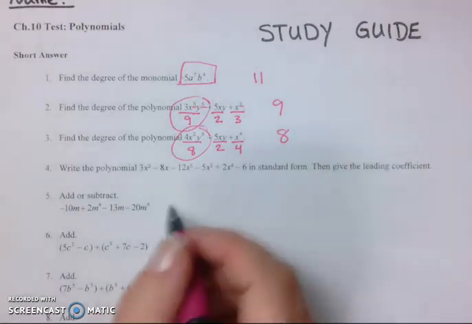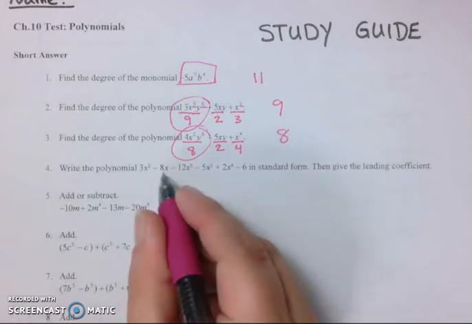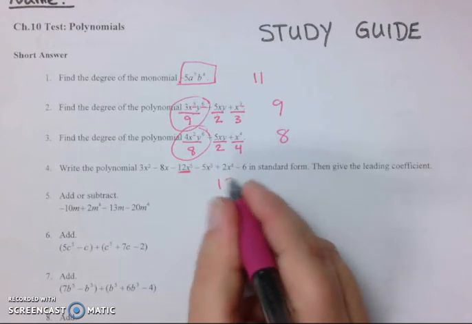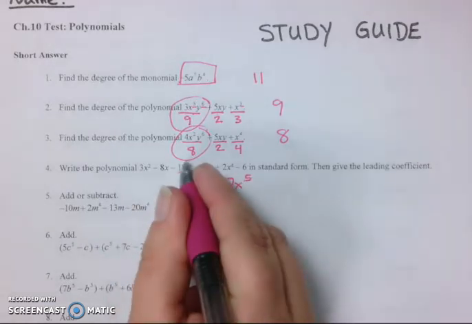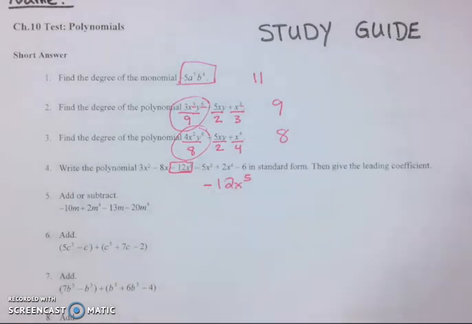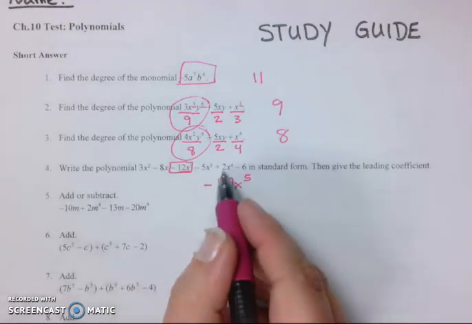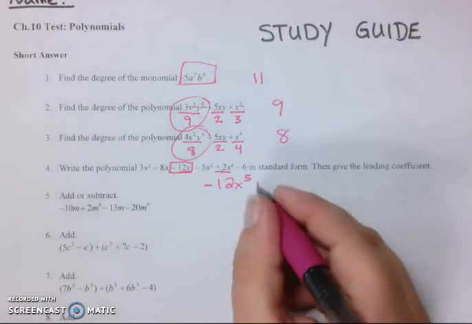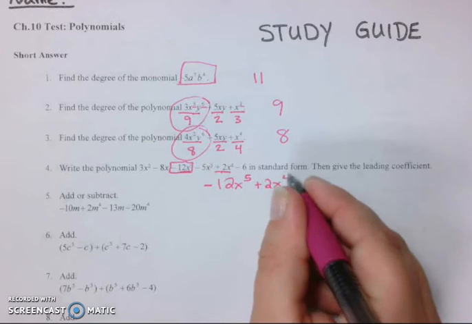Standard form means you write it the highest degree first. So look for the highest exponent right here. And not only do you write 12x to the 5th, but you have to take the sign in front. That's negative 12. The next highest degree, next highest exponent is a 4 plus 2. So plus 2x to the 4.